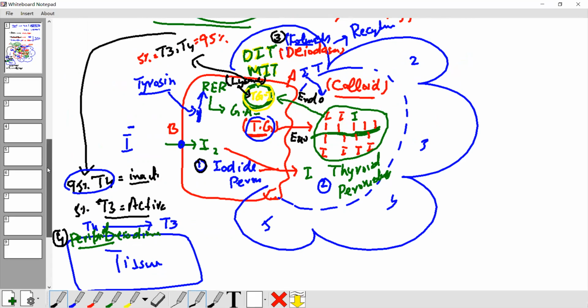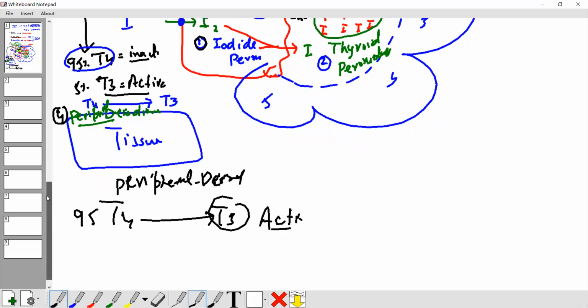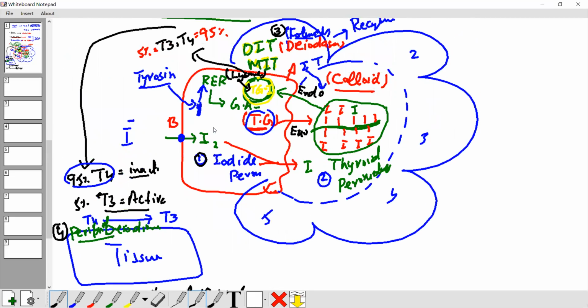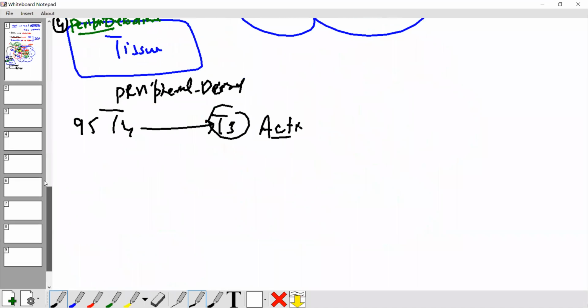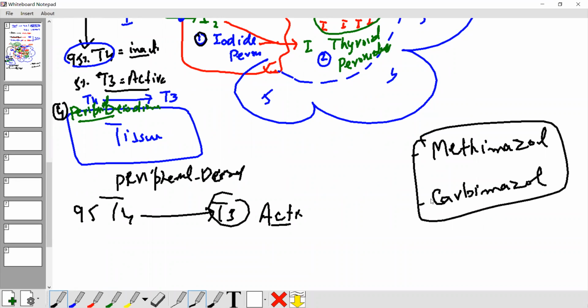If the person has an issue like hyperthyroidism, we can use drugs to block these enzymes. Here we have two drug groups. Number 1: methimazole and carbimazole, the azole family.